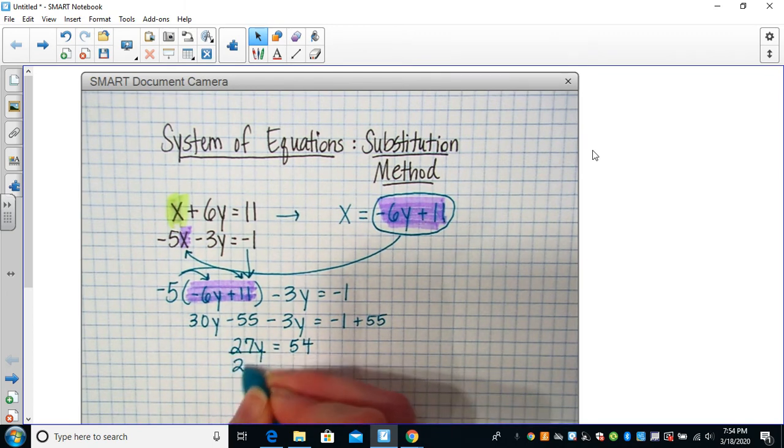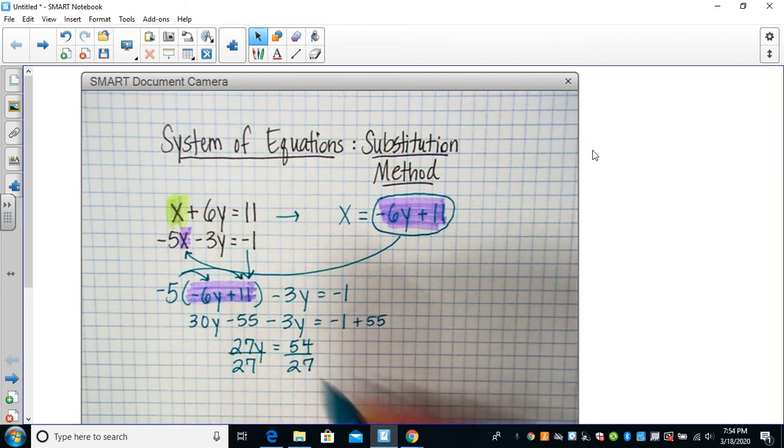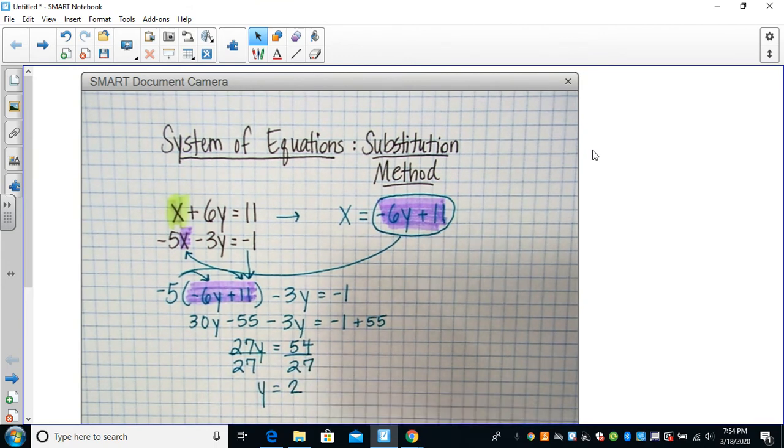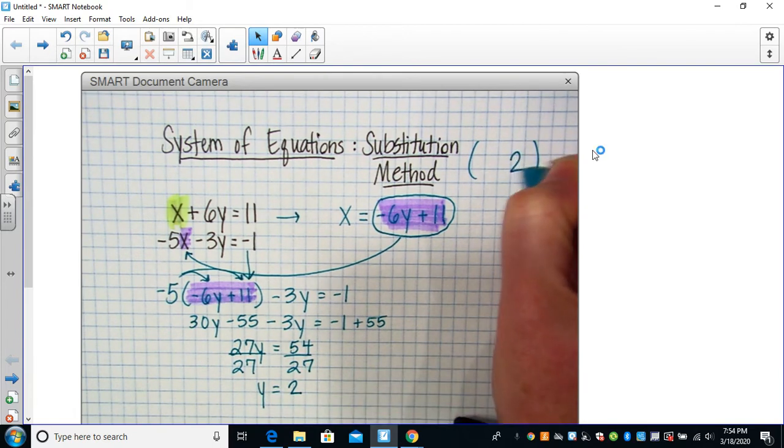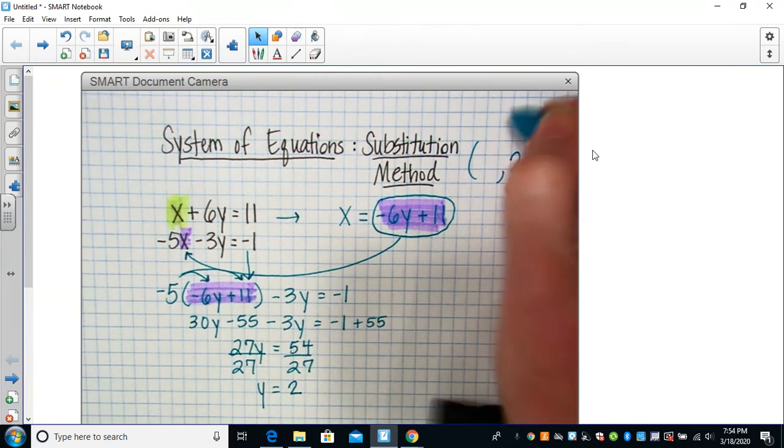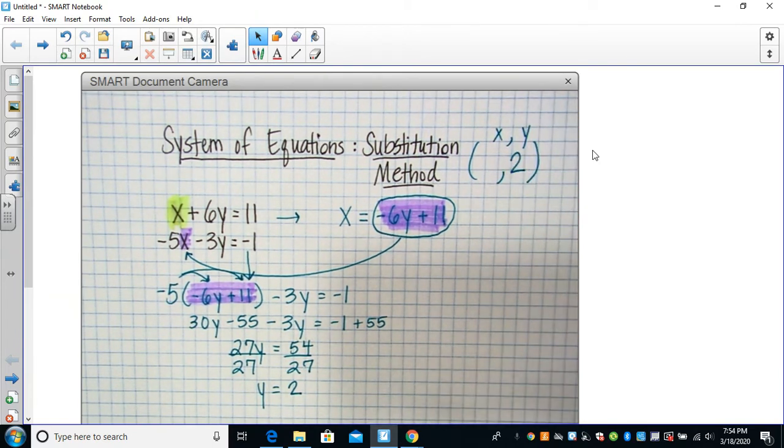So now I can divide both sides by 27, and 27 into 54 gives me 2. So that's my y value. I'll put it here as a 2. I'm looking for an x and a y. So now how do I get the x value? Well, I'm going to do a substitution again.